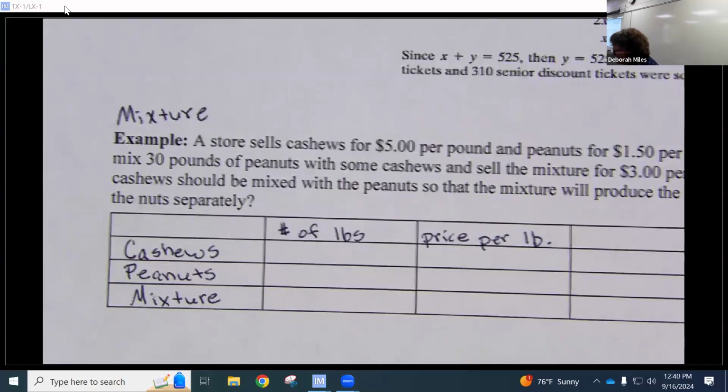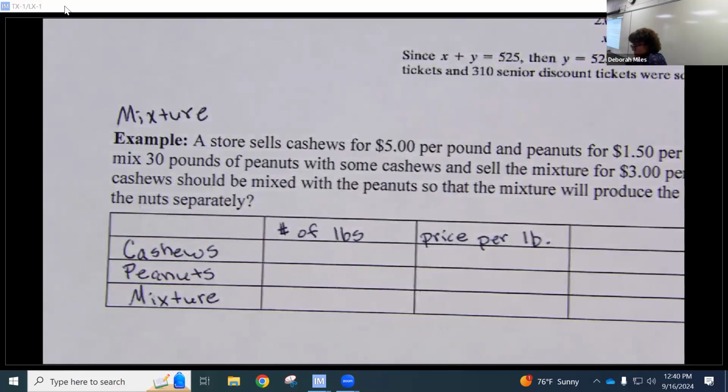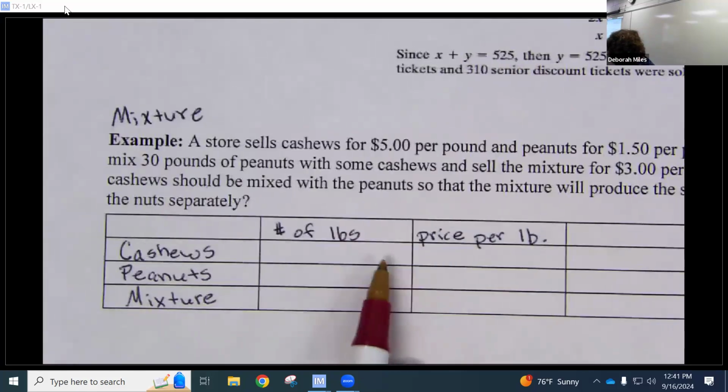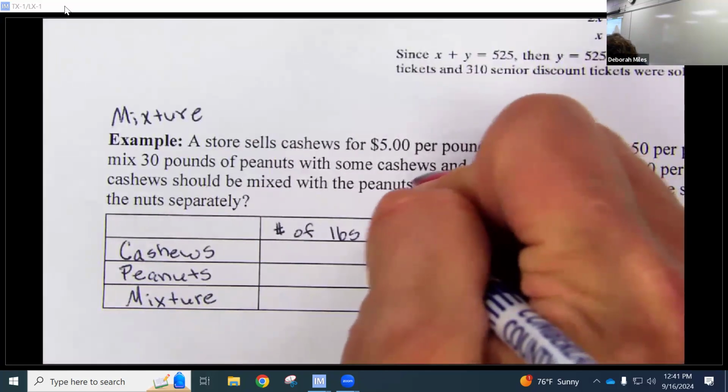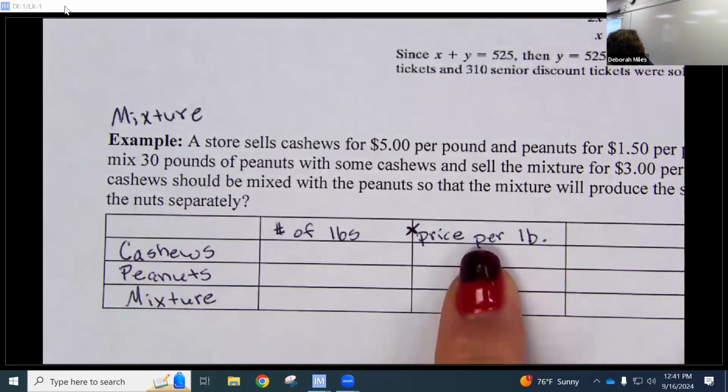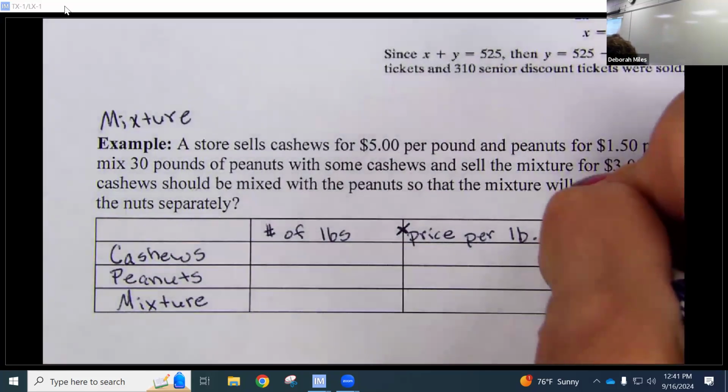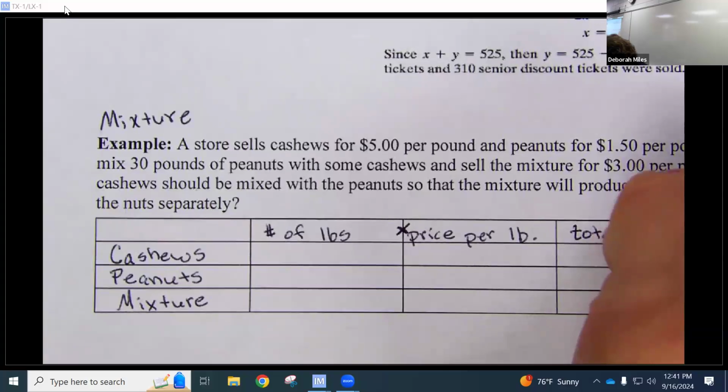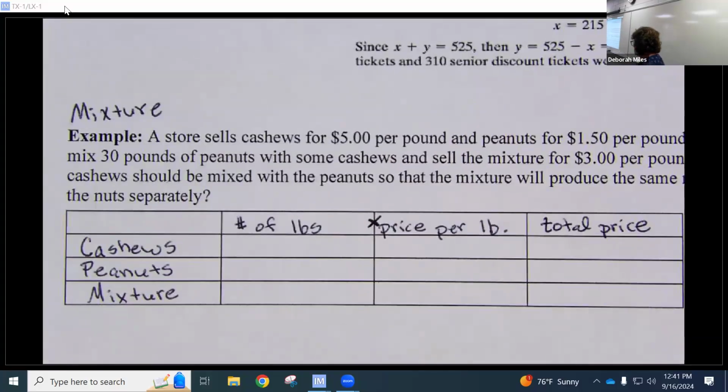Three pounds of peaches that cost $4 a pound. How much is that going to cost me? You just multiplied them and you got $4 a pound times 3 pounds is $12 total. If we multiply number of pounds times price per pound, that gives us the total price. So that's what I'm going to label my columns.